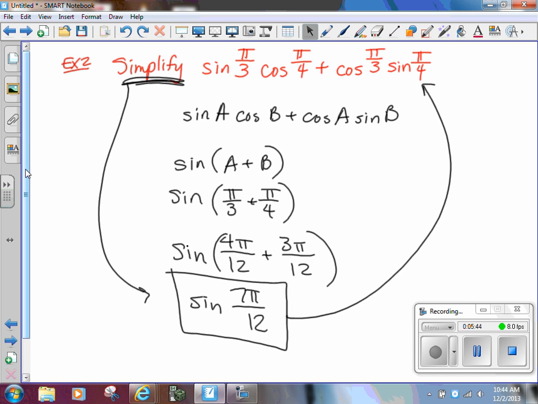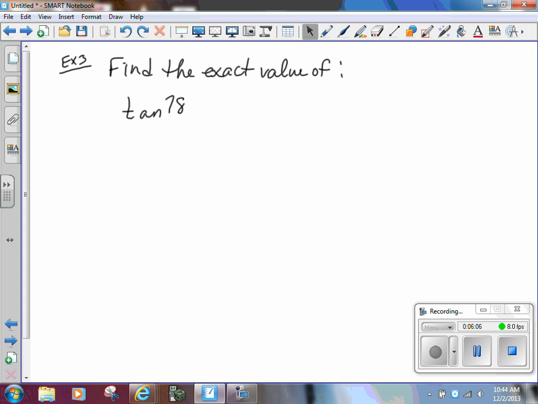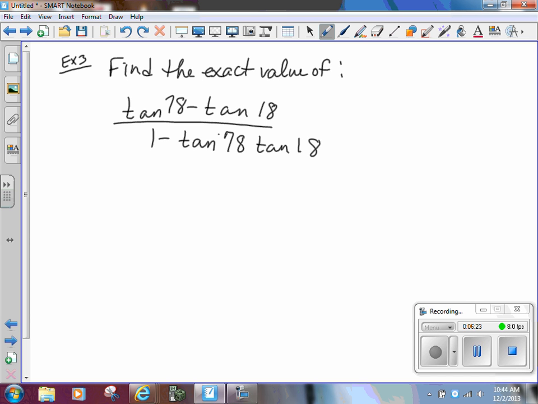Here's one more. Because what formula have we not used? We haven't used tangent, okay? So I want you to find the exact value of the following. Tangent of 78 minus tangent of 18 over 1 minus tangent of 78, that's ugly, tangent 18.